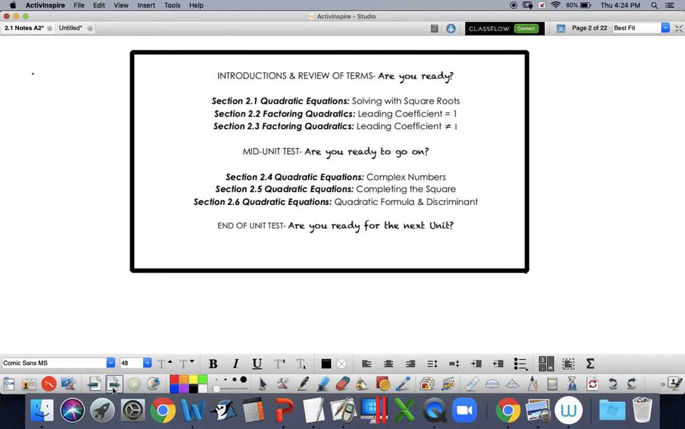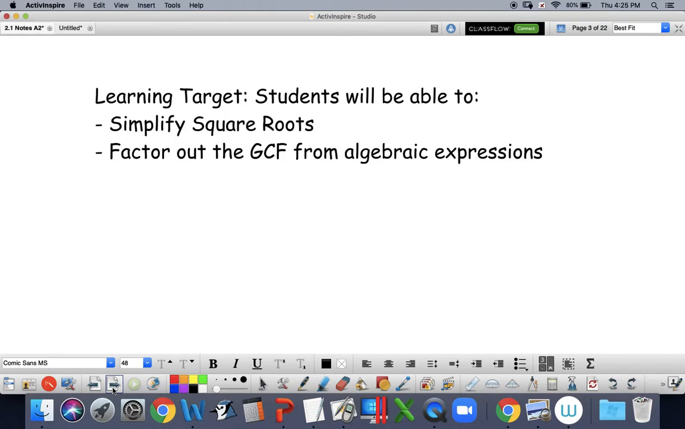Then we will have 3 sections after that, and a lot of the content from 2.4 and 2.5 is very new, probably not something that you will have seen in Algebra 1. So we're kind of starting to transition to a lot of the newer content that you'll see in Algebra 2. At the end of 2.6, we will have an end of unit test, and it will cover everything from 2.1 through 2.6. Today's learning targets, though, as we're starting to get ready for Unit 2, we're going to simplify square roots and factor out the greatest common factor from algebraic expressions.